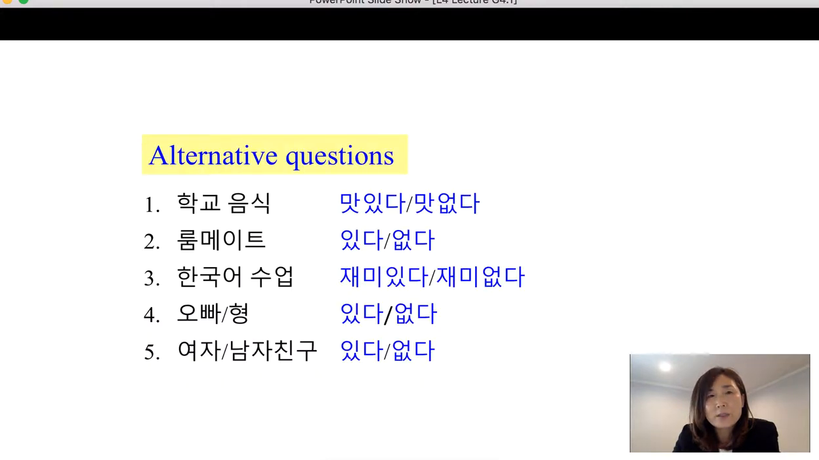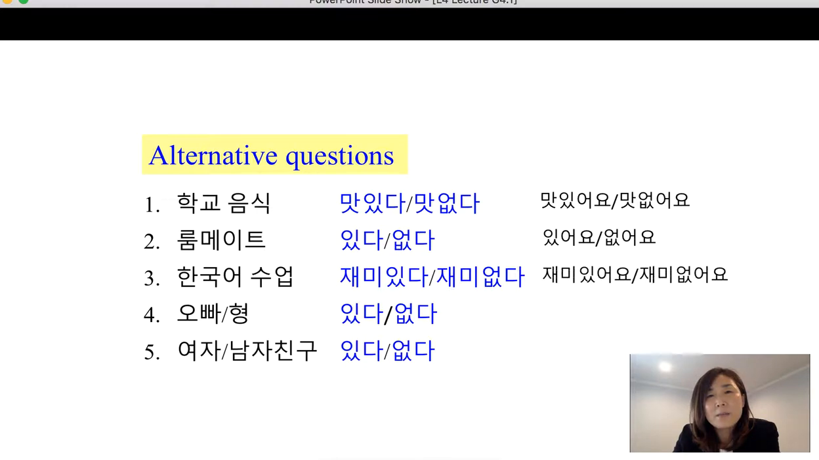Please create alternative questions. Number one, 학교 음식이 맛있어요? 맛없어요? Is food in school cafeteria tasteful or tasteless? Number two, 룸메이트가 있어요? 없어요? Do you have a roommate or not? Number three, 한국어 수업이 재미있어요? 재미없어요? Is Korean class fun or not fun?